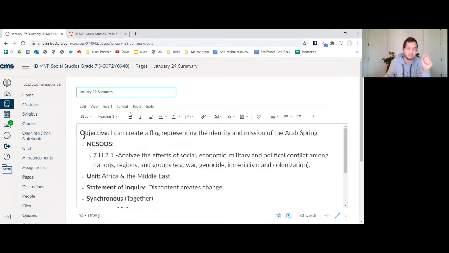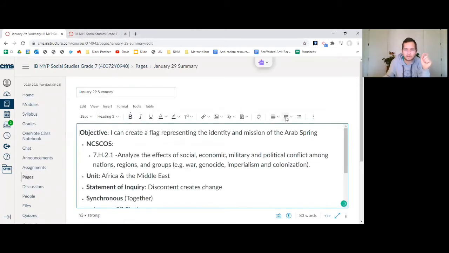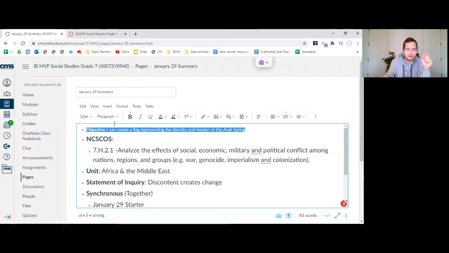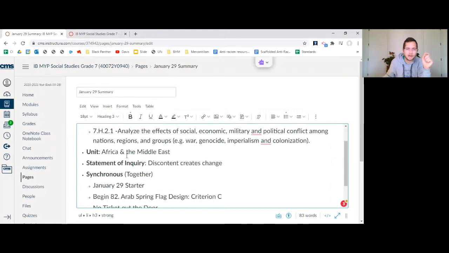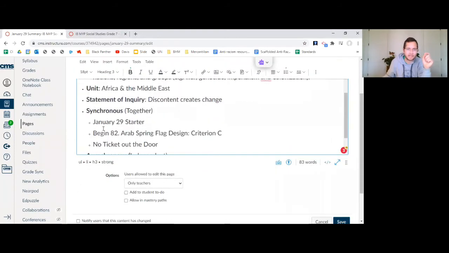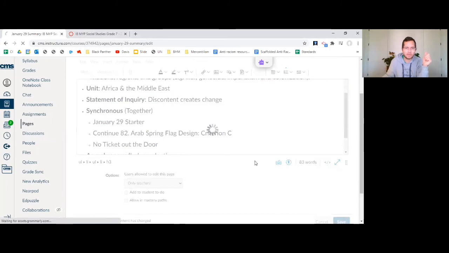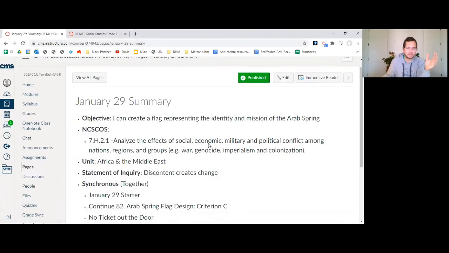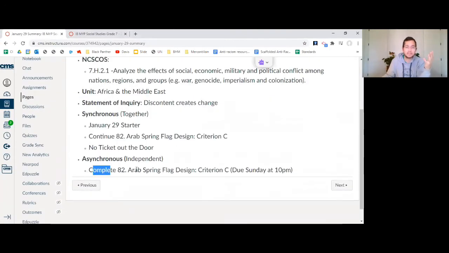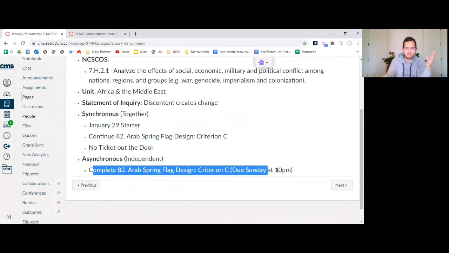And then there's no ticket out the door today. I got to add a bullet point there. All right, there's no ticket out the door today. And today is basically a work day on the flag. That is your focus. Asynchronous work is to complete your flag design. And that is due Sunday by 10 p.m. And again, that must be submitted in Canvas.